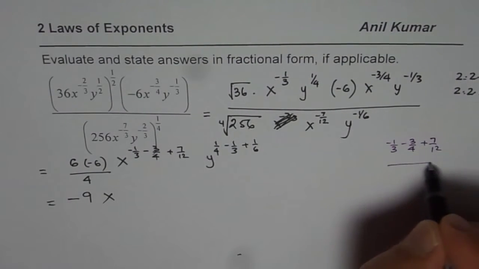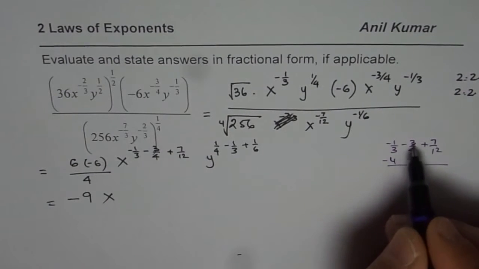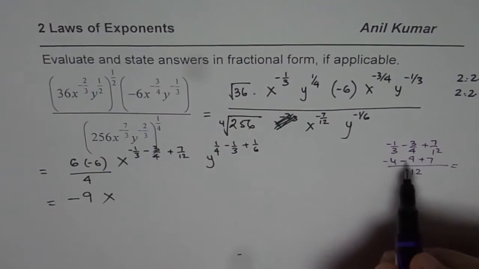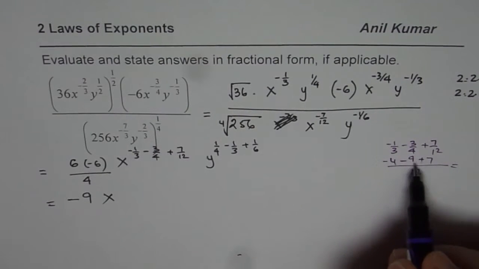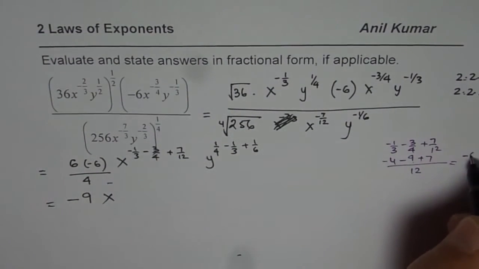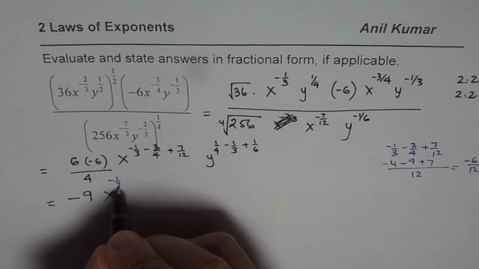So here the common denominator is indeed 12. So to make 12, I'll multiply this by 4, this by 3, and that is 7 for us. So we get minus 13 plus 6, which is minus 6. So we get minus 6 over 12. So minus 6 over 12 is half, right? So we get minus half for x.